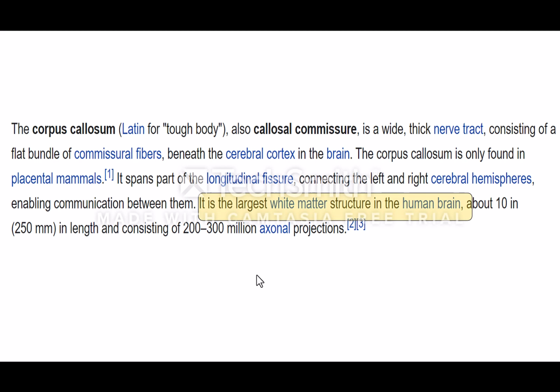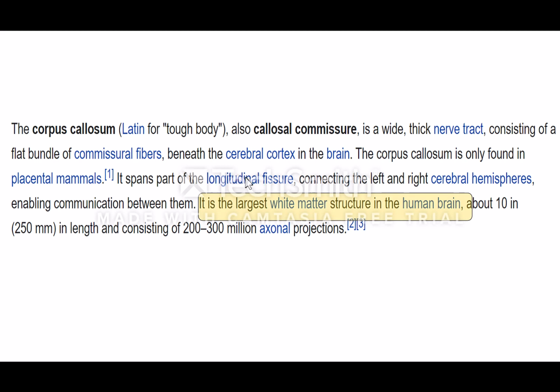So the corpus callosum is the largest white matter structure in the human brain, about 10 inches in length. Anyway, don't really bother about the length. Just know that it is the largest white matter structure in the human brain, and it's a commissure, which means a white matter connection between the two cerebral hemispheres.